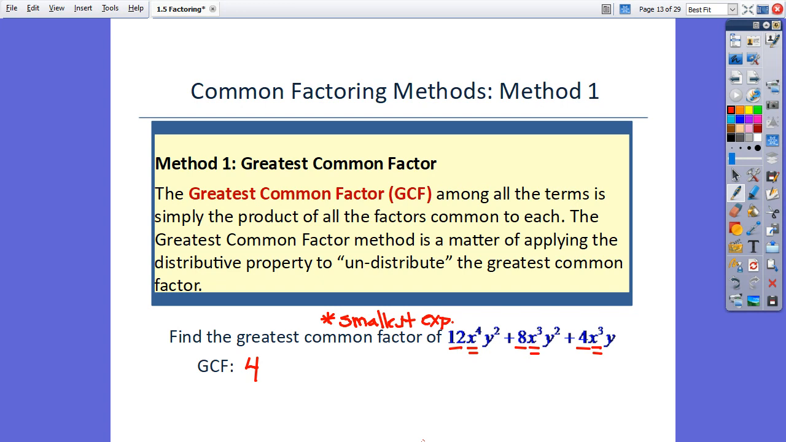So the first term has 4 x's, the second one has 3, and the third one has 3. So we can't take more than 3. Even though the first one has 4, the other 2 only have 3, so I can only take 3 of them out, which simply means I'm going to have an x left behind in the first term when I get ready to write that. Let's look at our y's. What I have is 2 there, 2 there, and 1 there. And I can only take out 1 because the very last one doesn't have enough. So the other 2 will have some leftovers, which is fine.